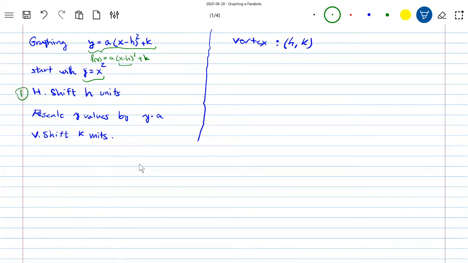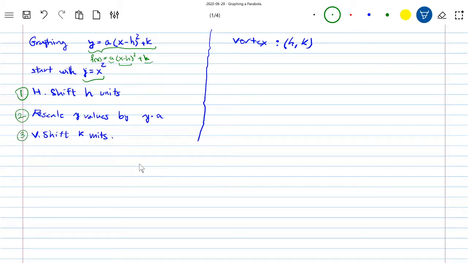Then what you do is deal with that coefficient outside. The next step of the transformation was rescaling. If a is negative, there will be a reflection as well, but you can do that just by rescaling. And what is the effect? It affects the y values. The y values get rescaled by a, so you multiply all the y values by a. The x values will stay fixed. And then finally, that constant k at the end is a vertical shift. That would be your third step.